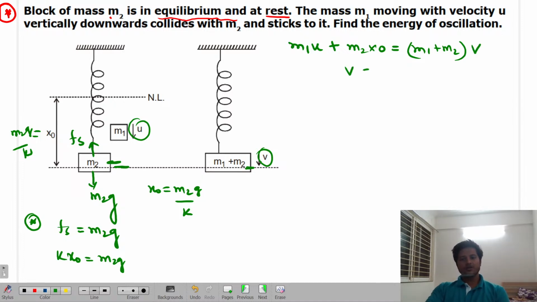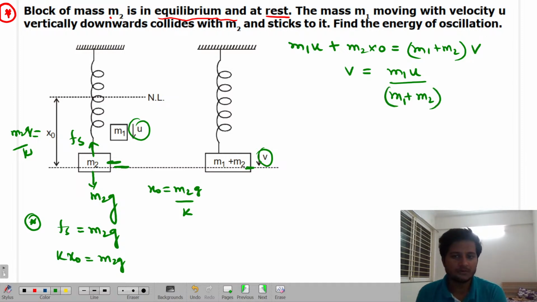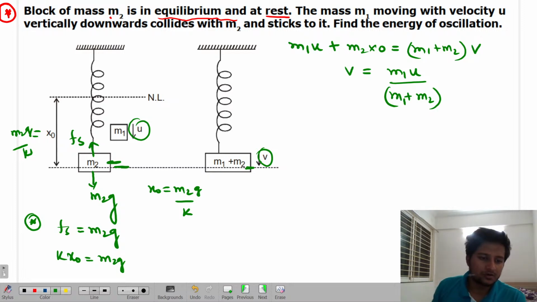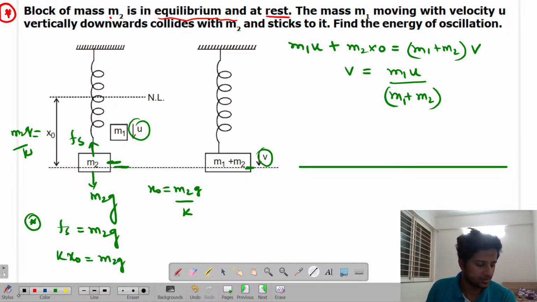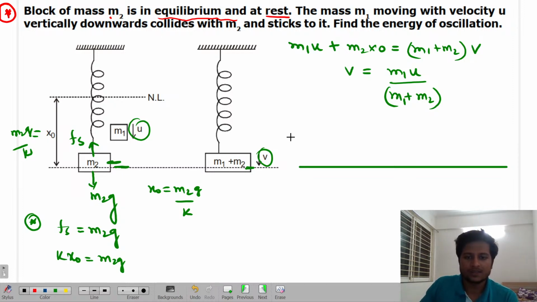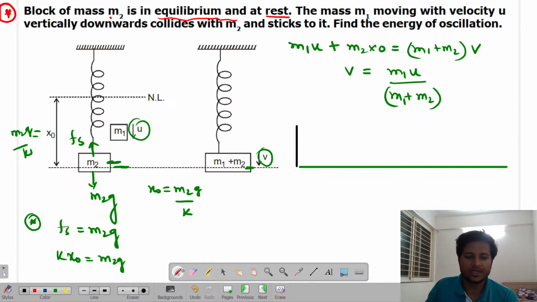So did you get your final velocity or not? How much is that? m1u by m1 plus m2. Are you able to get me? Now I told you, follow the horizontal rule trick. Just do this horizontal case for that. Just consider this point directly as the natural length. Got it or not? Because there is no use of natural length after that.